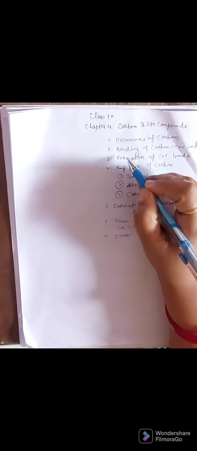Okay, first of all, we will start with occurrence of carbon. We will not cover all the topics in the same video, but we will cover some of the topics in this video, that is occurrence of carbon, bonding of carbon, formation of covalent bonds, and important properties of carbon. 4 of the topics we will cover in this video. So first we will start with occurrence of carbon.